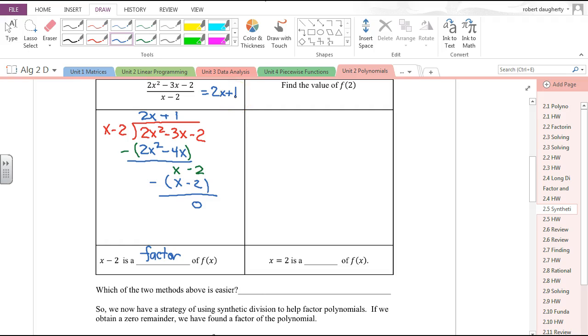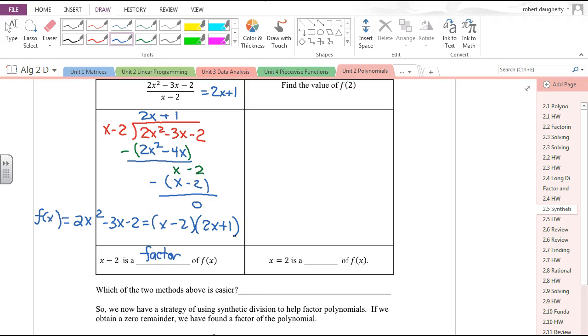And I can write f of x is 2x squared minus 3x minus 2. It's also the same as x minus 2 times what? Times 2x plus 1. Okay? Because the x minus 2 divides out evenly and I get a 2x plus 1, these two things are factors. Factors can multiply. So when I multiply those two things together, I will get this original expression here.